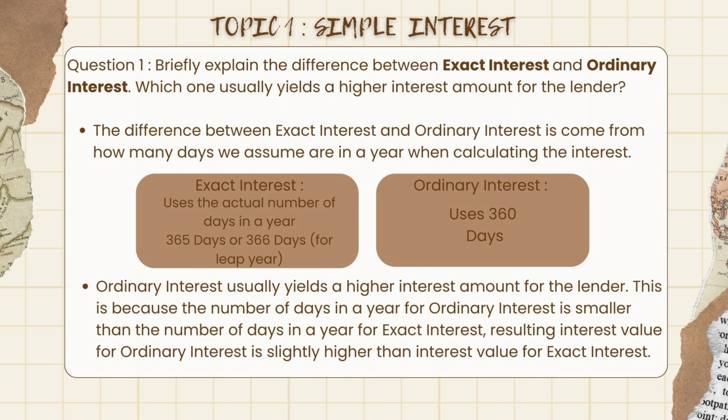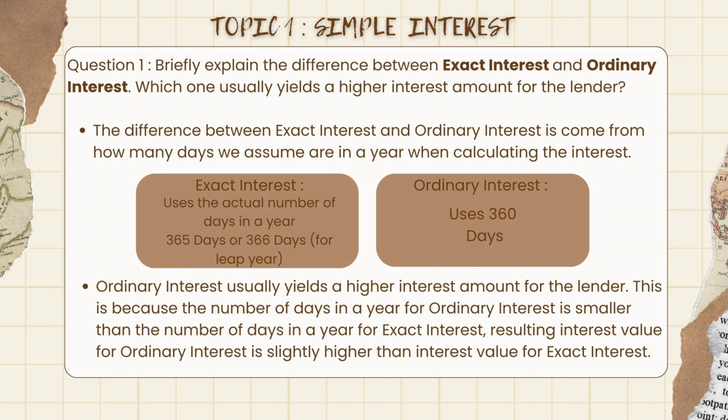Right now, I'm going to talk about topic 1, simple interest. Okay, the answer to question 1 is: the difference between exact interest and ordinary interest comes from how many days we assume are in a year when calculating the interest. For the exact interest, we use the actual number of days in a year, which is 365 days, or 366 days for a leap year. For the ordinary interest, we use 360 days.